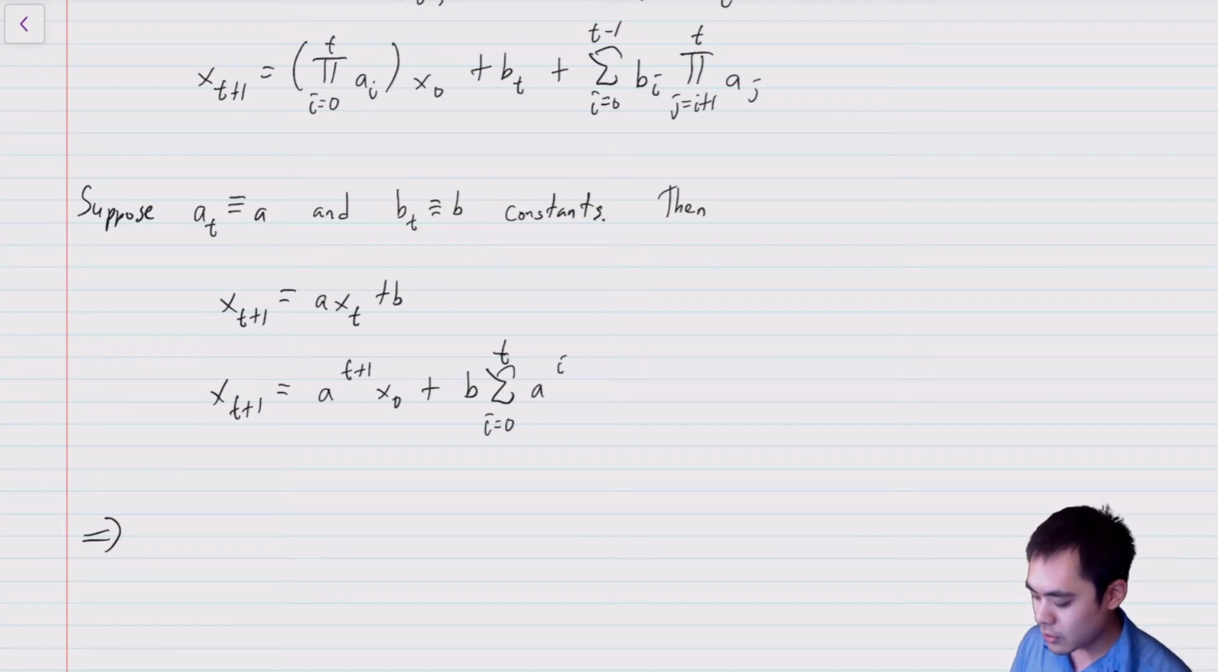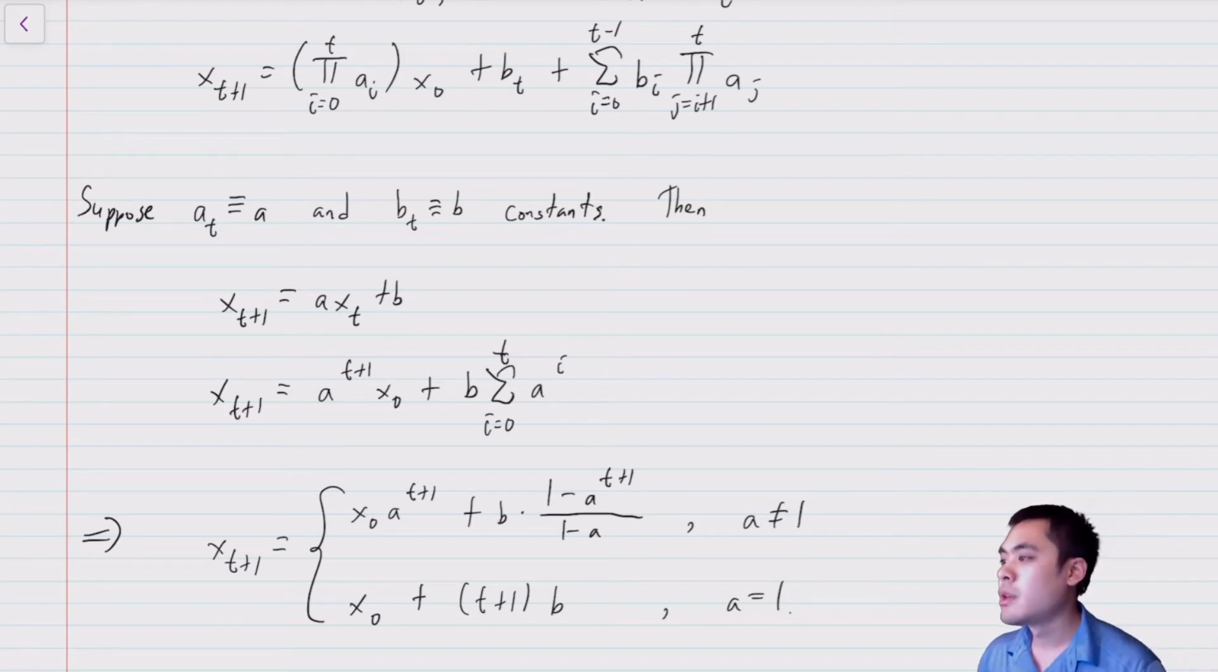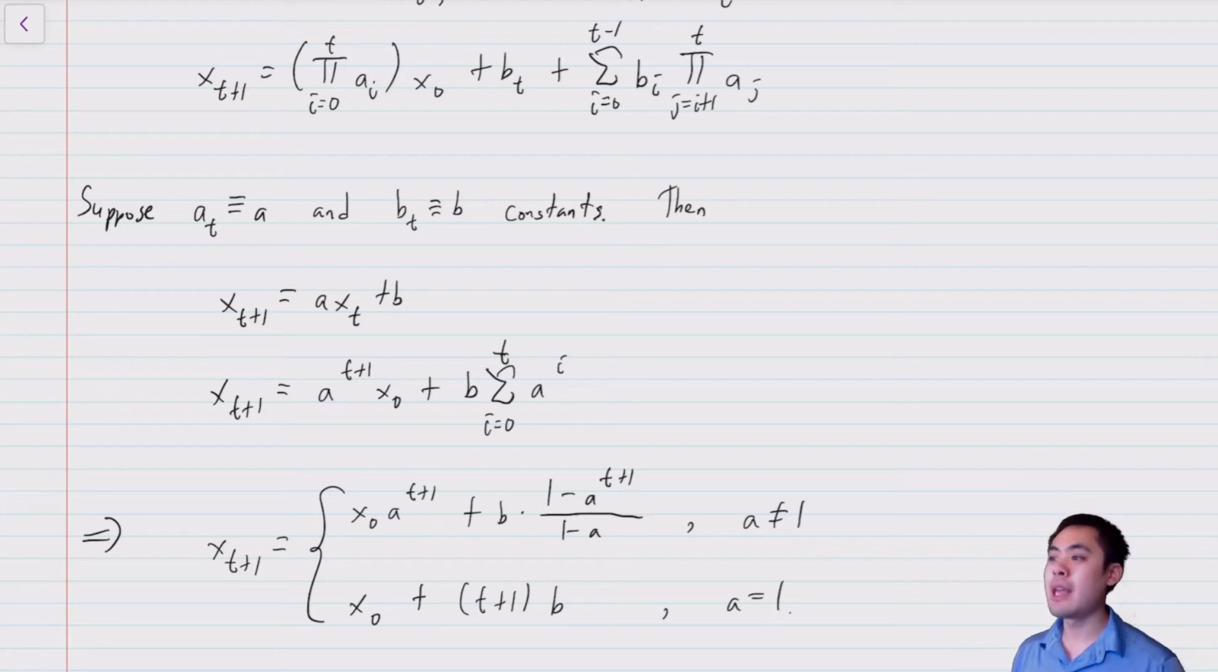So we conclude that x sub t plus 1 is equal to x naught a to the t plus 1 plus b times, well, we're summing up the geometric series, 1 minus a to the t plus 1 over 1 minus a for a not equal to 1, and x naught plus t plus 1 times b for a equal to 1. So that's a very nice closed form solution if we have constants a and b.